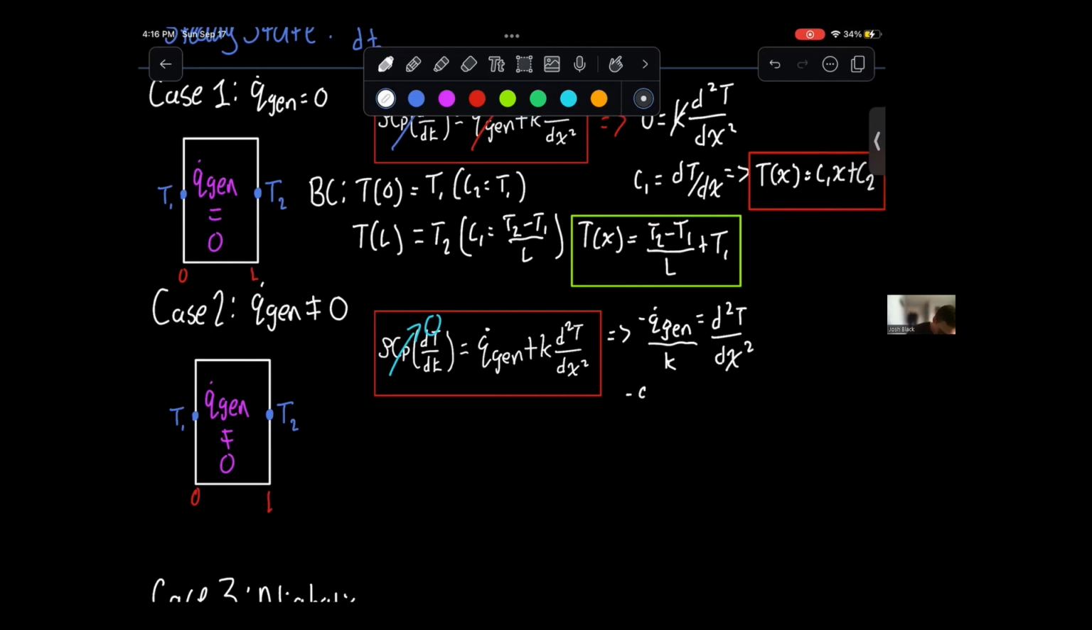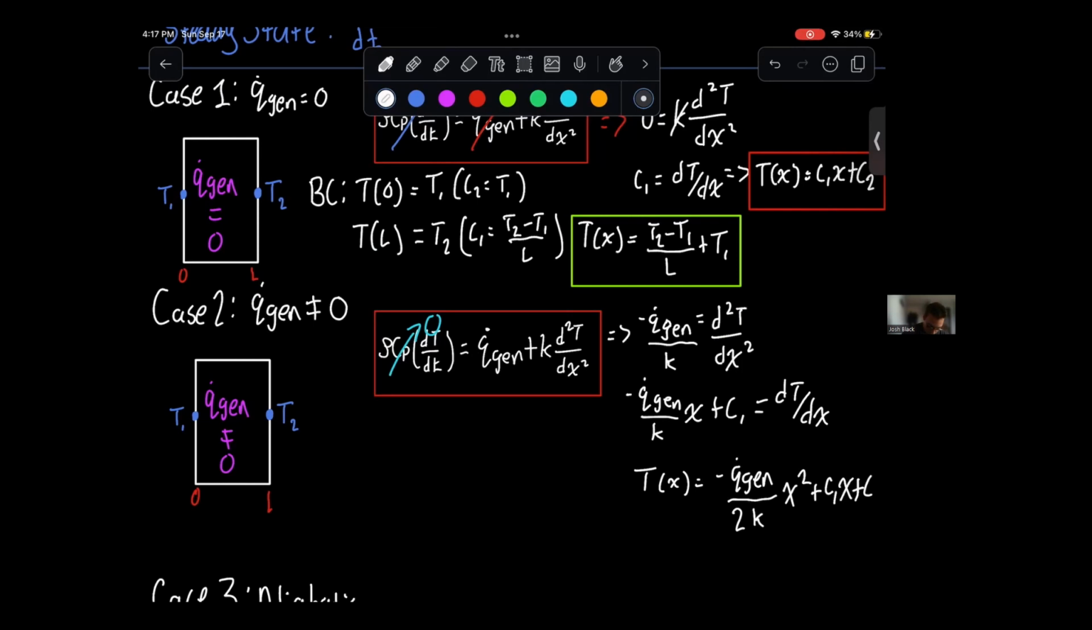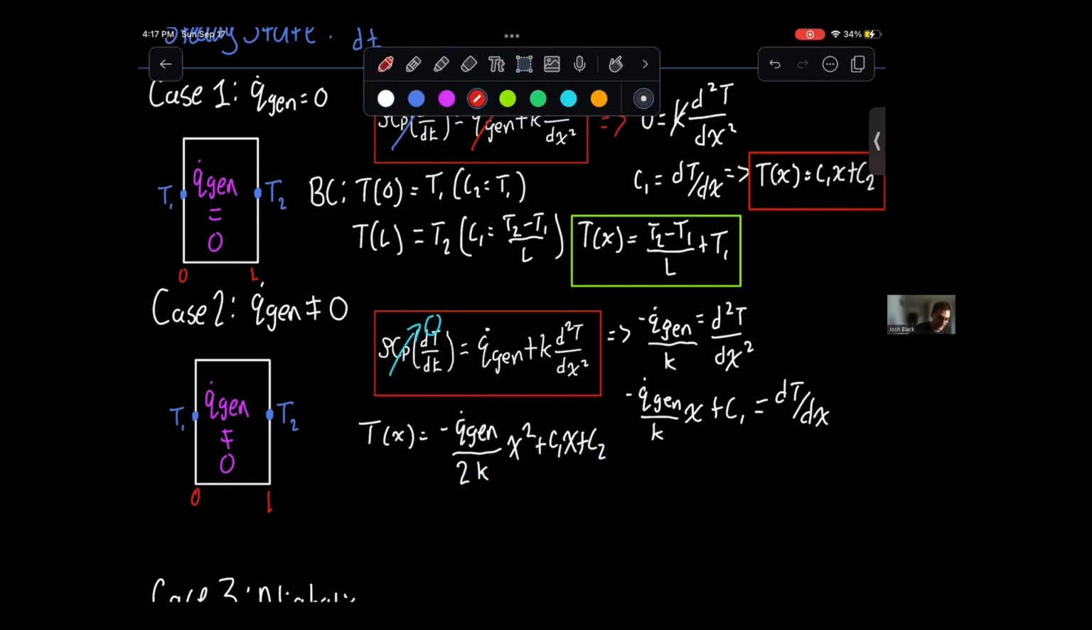Integrate once. We're going to get negative Q dot gen over K, and we have to multiply by x because we just integrated, plus some constant. That is dT by dx. If we integrate again, T as a function of x is equal to the integral of negative Q gen over K times x. Q gen is going to be the same, we're still going to have K, and our x is still there. But what's the integral of x? It's x squared over 2. Then we add C1 times x because we just integrated, and we have another constant, C2. This is the general format if you have Q gen in your system.